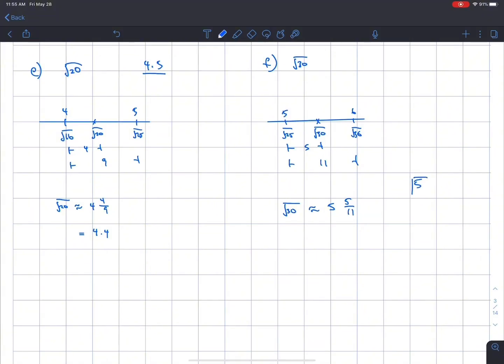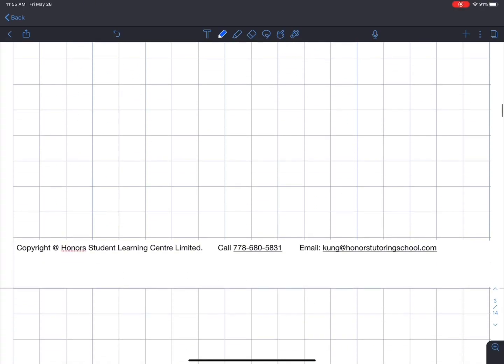If I do a long division, I get 0.45 for 5 divided by 11. So if we round it to 1 decimal place, it will be 0.5. So this is 5.5. And once again, we check with a calculator. And 5.5 is correct.